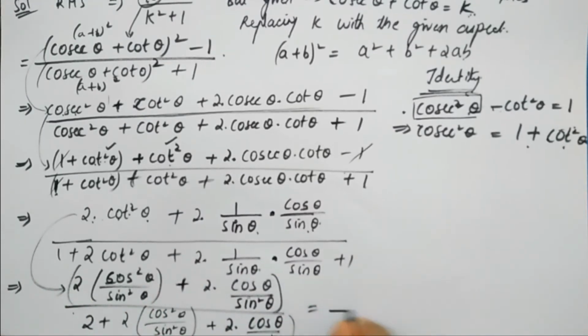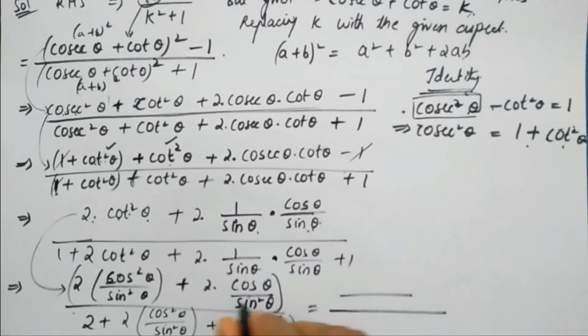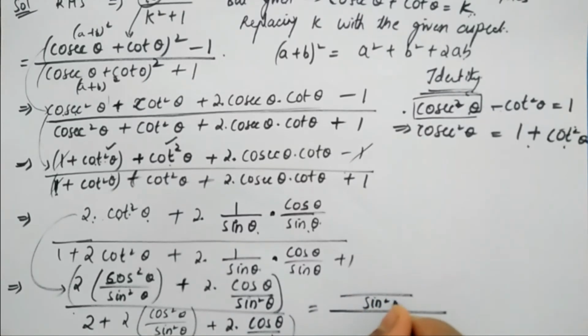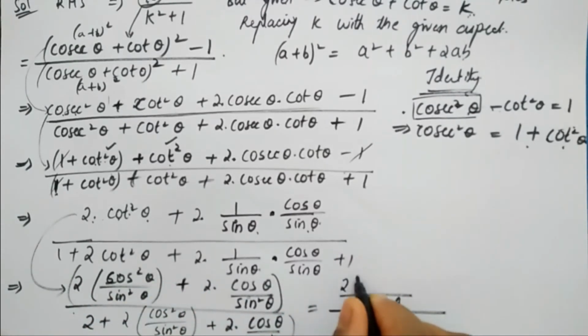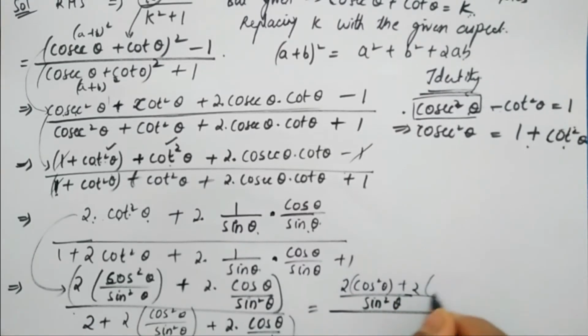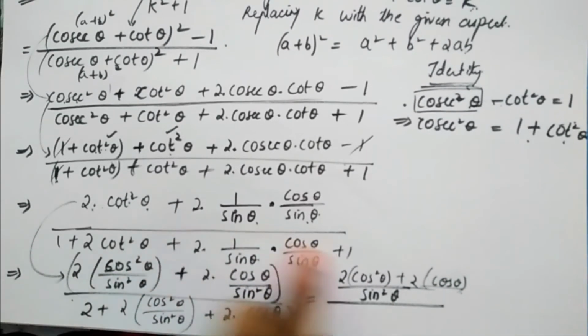So first for the numerator, what is the LCM for the numerator? It is sine square theta, right? For both the things we have sine square theta. So the above things are directly copied. So 2 into cos square theta plus 2 into cos theta. This was the numerator which we have solved.